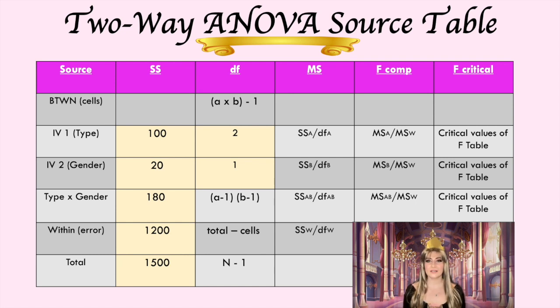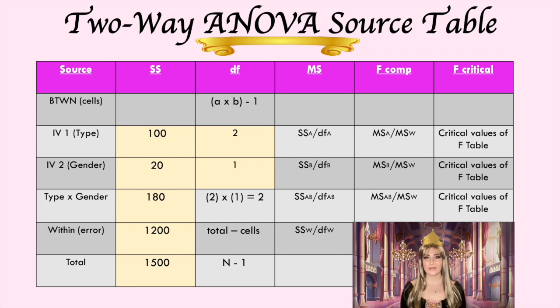Now let's look at the degrees of freedom for the interaction effect. We have a minus 1 times b minus 1. We know that a minus 1 is equal to 2, and 2 minus 1 is equal to 1, so essentially I have 2 times 1, which gives me degrees of freedom of 2 for my interaction degrees of freedom.